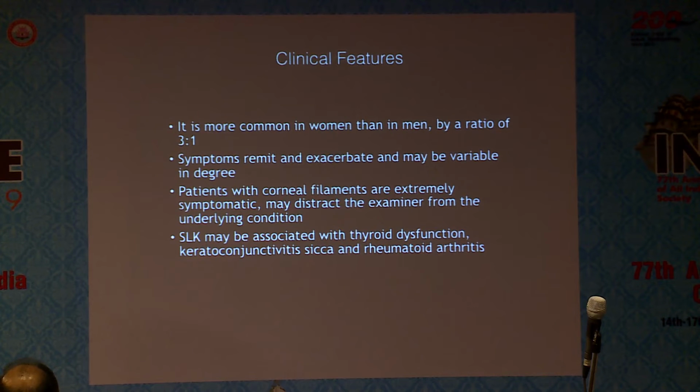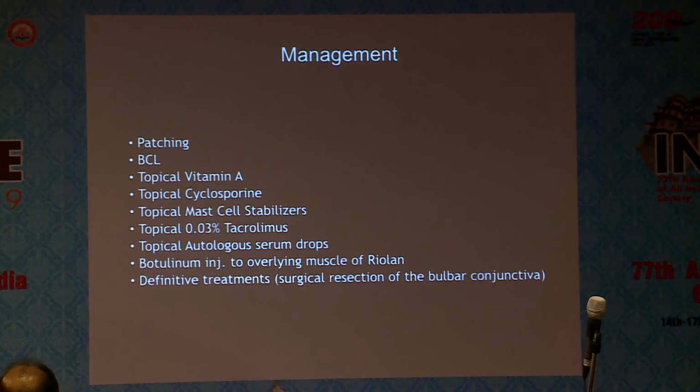Again, it's more common in females, and symptoms may remit and exacerbate, and may be variable in degree. Patients with corneal filaments are at times very symptomatic, and they distract you from examination. SLK may be associated with thyroid dysfunction, keratoconjunctivitis sicca, and rheumatoid arthritis. Management: there are various options like patching, BCL, topical vitamin A, even topical cyclosporin drops, mast cell stabilizers, tacrolimus ointments, autologous serum drops, but the best treatment is surgical resection of the redundant bulbar conjunctiva.